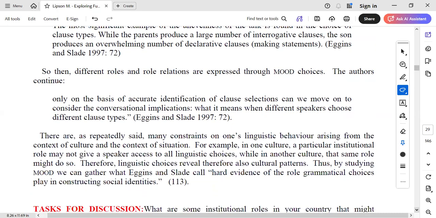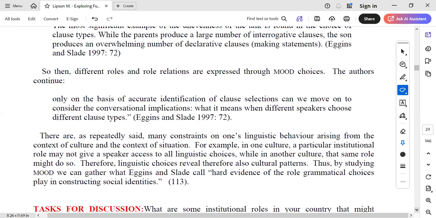Only on the basis of accurate identification of clause selection can we move on to consider conversational implications, what it means when different speakers choose different clause types. There, as repeatedly said, there are many constraints on one's linguistic behavior arising from the context of culture and context of situation. For example, in one culture, a particular institutional role may not give a speaker access to all linguistic choices, while in another culture, that same role might.